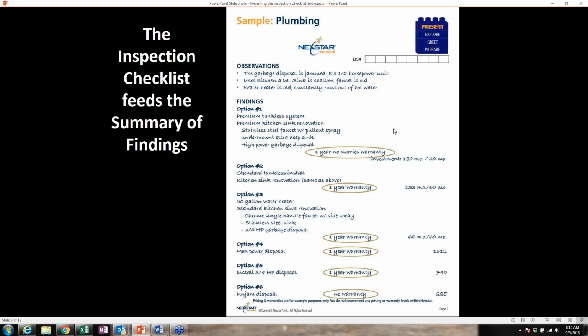This example is, of course, the plumbing summary of findings, and it's much different for the HVAC technicians using the ABC approach. But the principle is still the same. That tool feeds this tool. All right.